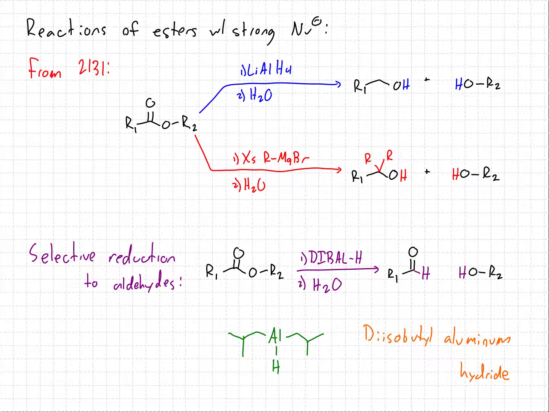Here we've bulked up the aluminum atom so that its reactivity is reduced. It can only donate 1 hydrogen atom to the ester carbonyl group, which means that we cannot further reduce the aldehyde once this reaction is complete.